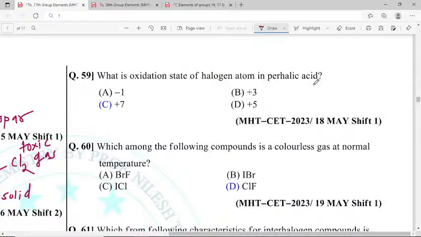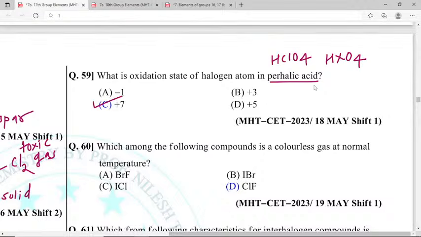What is the oxidation state of perhalic acid? Perhalic acid is HXO4, where X stands for halogen. So +7. HClO4, HX, X stands for halogen. So this is HXO4. Perhalic means perchloric acid, periodic acid. So what is the formula here? HClO4. Oxidation state of chlorine is +7. Each oxygen is -2, each hydrogen +1.